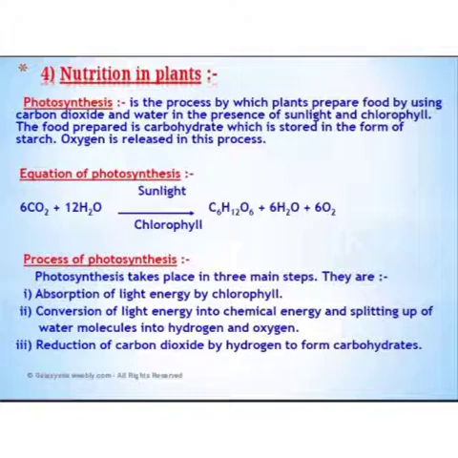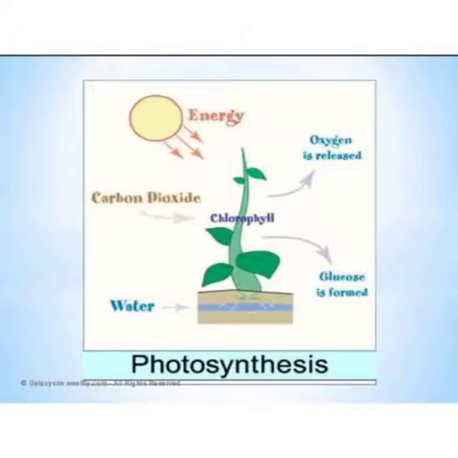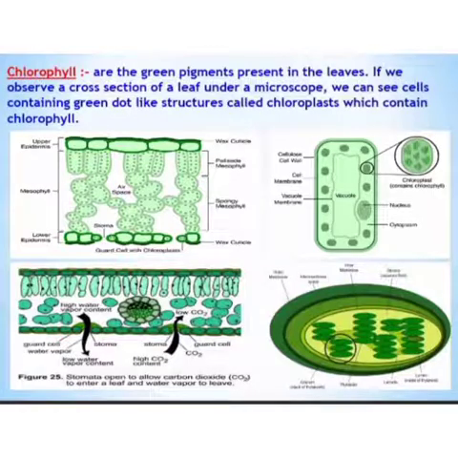Steps of photosynthesis: absorption of light energy by chlorophyll, conversion of light energy to chemical energy and splitting of water molecules into hydrogen and oxygen, and reduction of carbon dioxide to carbohydrates. Chloroplast: the green dot-like cell organelles which contain chlorophyll are called chloroplasts.